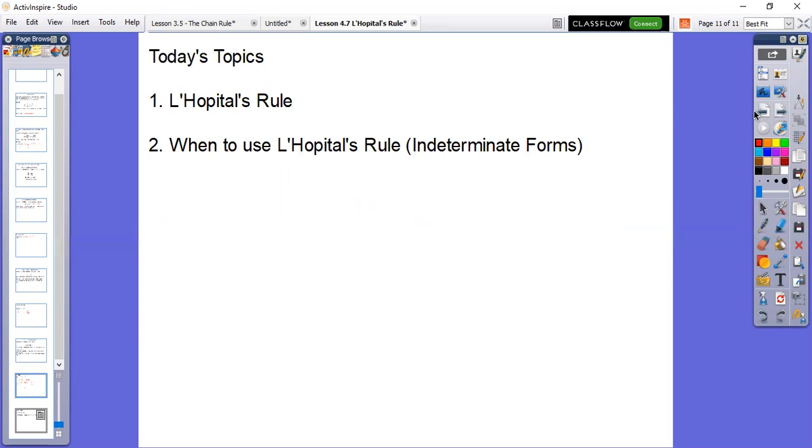So that is it for today. Today's topics were L'Hopital's Rule, when to use L'Hopital's Rule, specifically with indeterminate forms, and we looked at a few examples. If you have any questions, bring them to class.